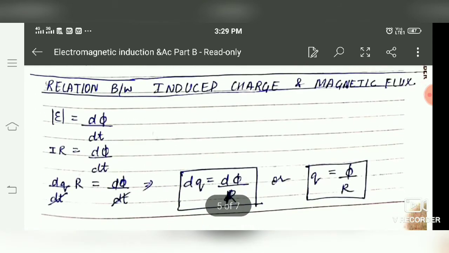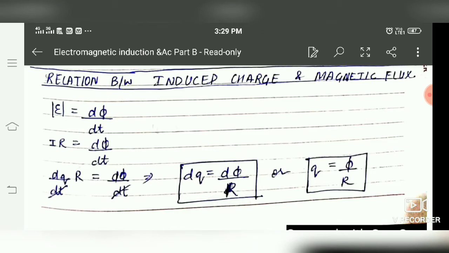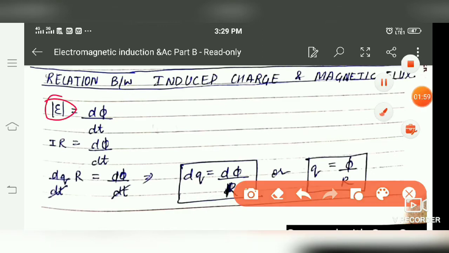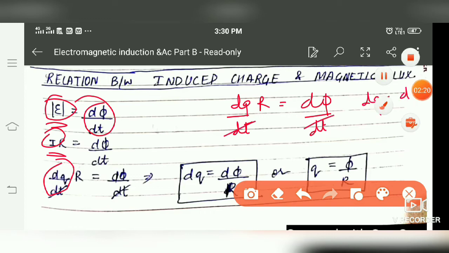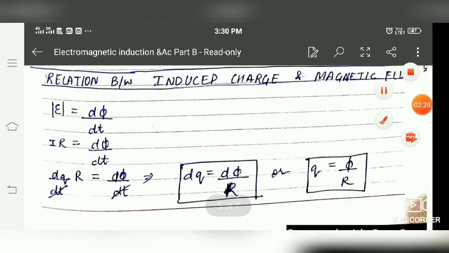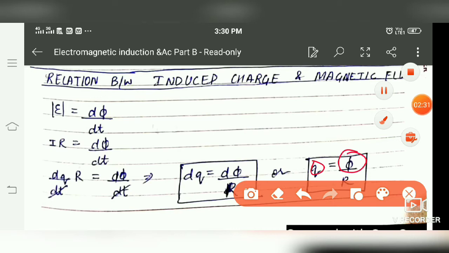Next we have to derive the relation between induced charge and magnetic flux. As we know, induced EMF is equal to d phi by dt, where EMF is equal to IR. So from here I is equal to dq by dt. So we get dq by dt into R equals d phi by dt. From here dt gets cancelled with dt, dq equals d phi by R, with a minus sign. So you get this. If we integrate both sides, q is equal to phi by R.